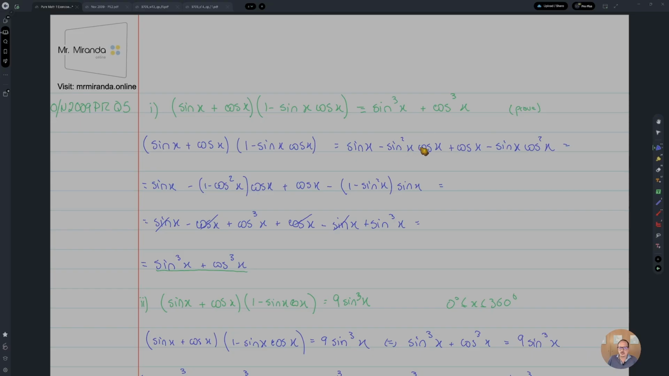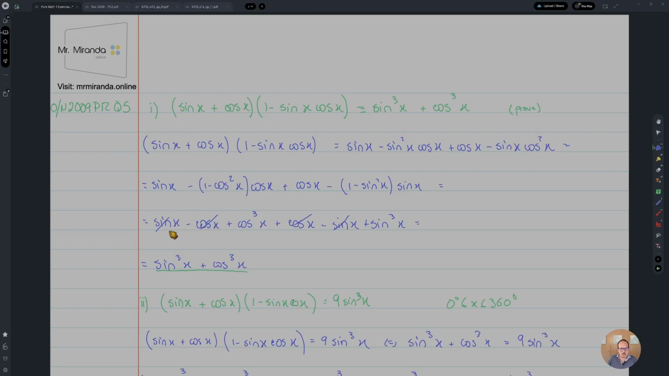So you have somehow to get sine cube of x and cosine cube of x out of this. And the obvious way to do that is to transform this into 1 minus cosine square of x. Then when you multiply with this, you'll have the cosine cube of x. And do the same thing to this bit over here. Turn cosine square of x into 1 minus sine square of x. And when you multiply this to the sine of x, you'll have the sine cube of x. Okay, that's what I did.